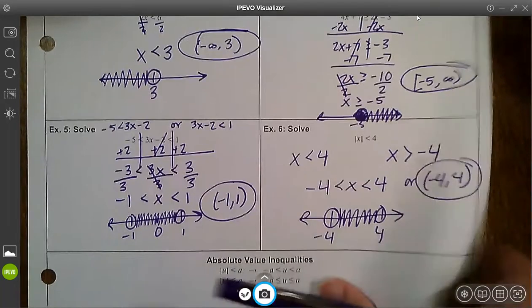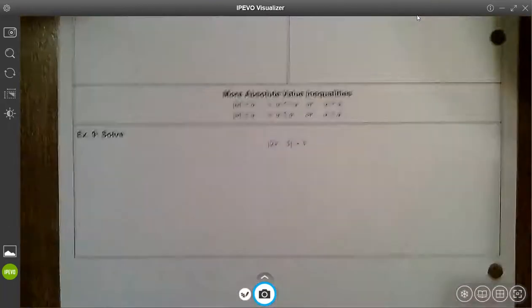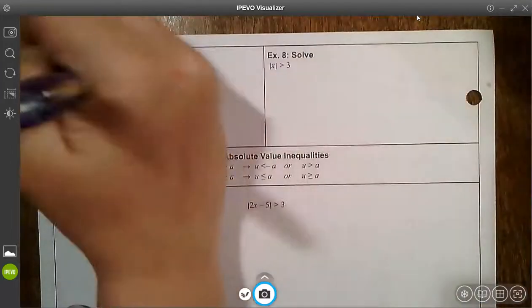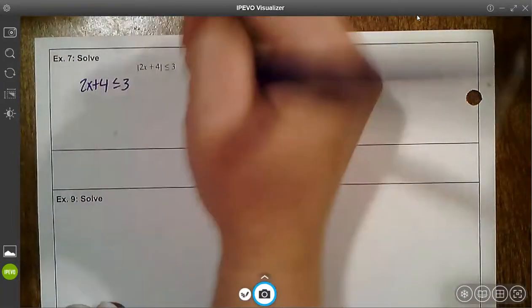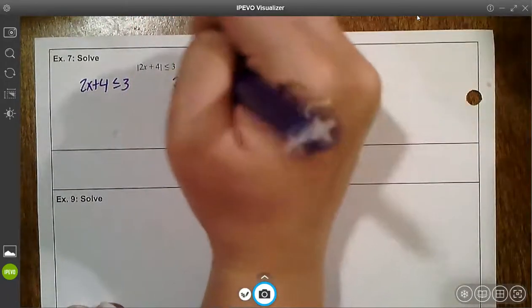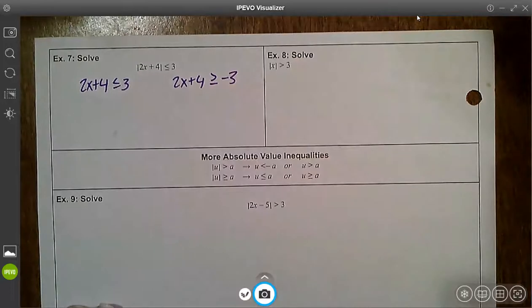On the back, solving again, we have another absolute value inequality. This one I'm going to split up. I have 2x plus 4 is less than or equal to 3, and I have 2x plus 4 is greater than or equal to -3. And I'm solving both of these equations.